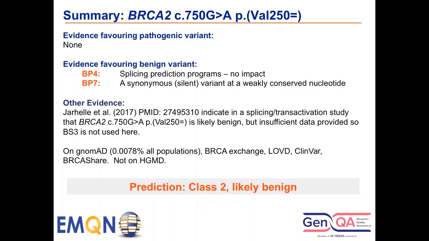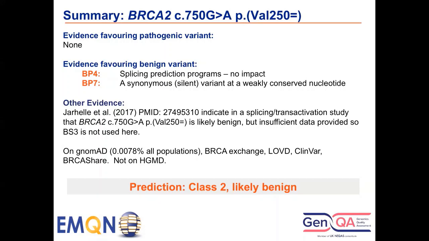So in addition, it was on gnomAD in 11 alleles, so 0.008% of populations. It is on BRCA Exchange as likely benign, LOVD as a VUS times 4, and on ClinVar as likely benign, and also a VUS on BRCA Share, and was not on HGMD. And so our final classification for this variant is class 2, likely benign.